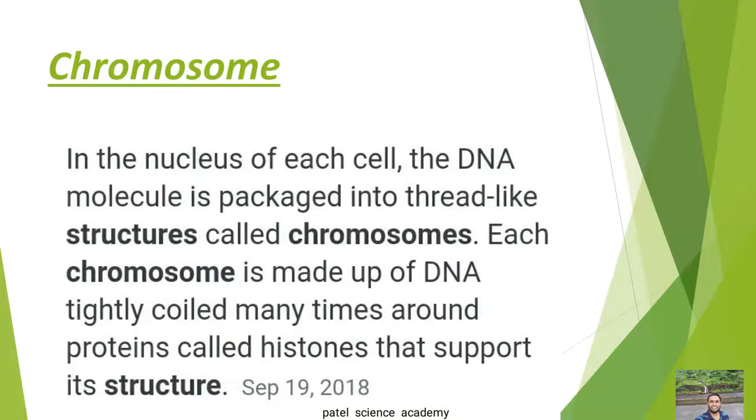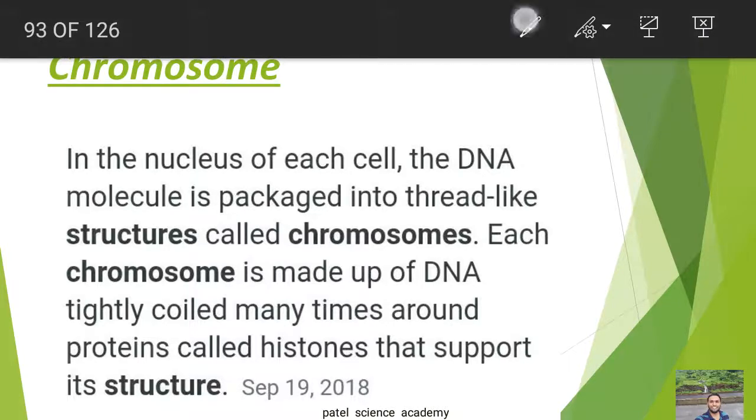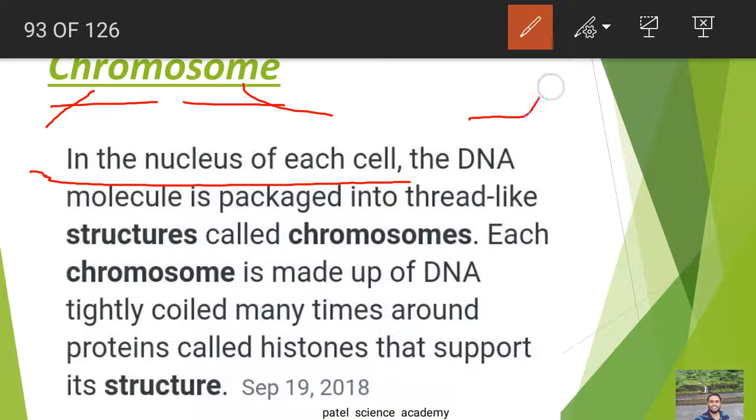What are chromosomes? As I told you, dear students, it is a Greek word made up of two words, chroma and soma. Chroma means color and soma means body. So chromosome means color body, and where is it found? It is found in the nucleus of each eukaryotic cell.